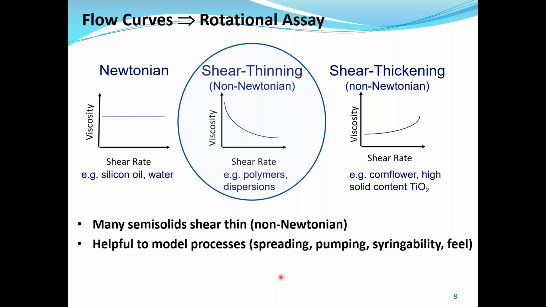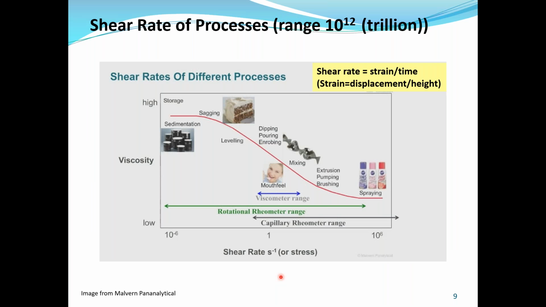There are some materials that do thicken as the shear rate increases, and a classic example is corn starch. There are some really fun videos on YouTube where people made pools of cornstarch with water, and you can actually run across it and it will support your weight. However, if you stop, you will sink. When you're running, you're applying a force that's a high shear rate, and it can support your weight. As soon as you stop, the shear rate goes down, it can no longer support your weight, and you sink. This kind of study, and we'll talk about flow curves in more detail in a minute, is helpful to model processes such as spreading, pumping, frangibility, and feel.